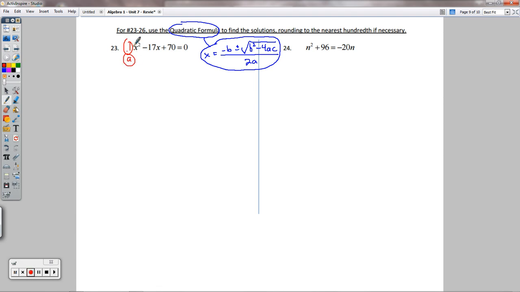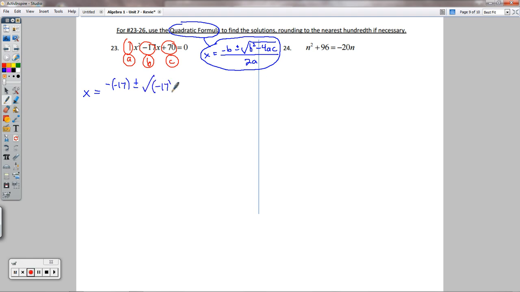Your a is going to be 1, your b is going to be negative 17, and your c is going to be 70. It's actually possible to use factoring to solve this one, but if you're following the directions, you're not going to do that. You could use factoring to check your answer, but we're going to use the quadratic formula to initially get our answer, following the directions. So negative b is negative 17, the opposite of negative 17.